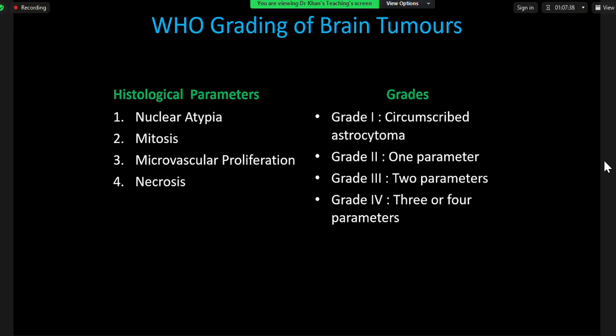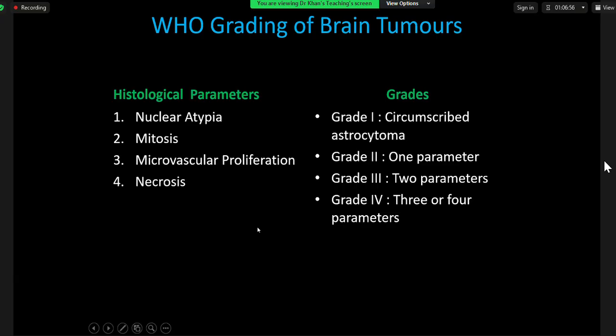And by the way, this concept has gone redundant because in neuro centers, they do a lot of immunochemistry, etc. Having said that, the concept still is helpful at our FRCR stage, so you can still use it histologically. There are four things which they see: nuclear atypia, mitosis, microvascular proliferation, and necrosis. Grade 1 is a circumscribed tumor, grade 2 has got one of these parameters, grade 3 has got two of these, grade 4 has got three or all of them.